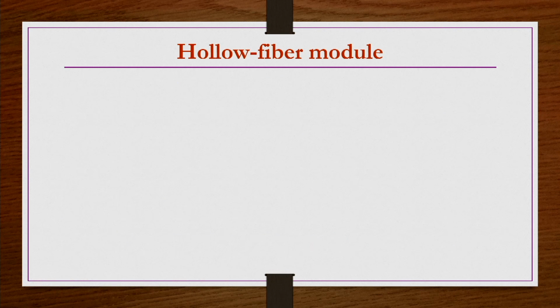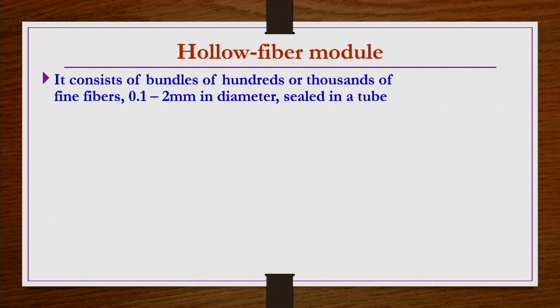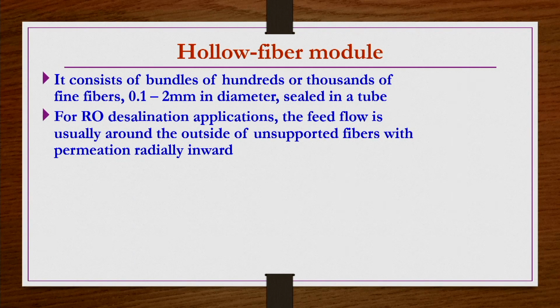Okay. The last module is the hollow fiber module. Here we have bundles of hundreds or thousands of fine fibers, having a diameter in general of 0.1 to 2 mm. They are sealed in a tube. A large number of fibers of such small size, hundreds or thousands in number, are packed in a tube. In general, we will see this pictorially as well.